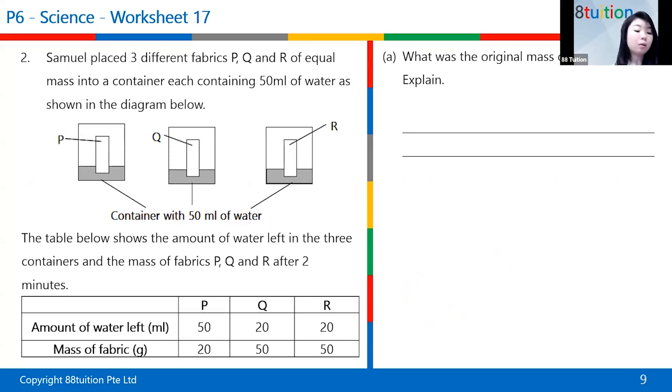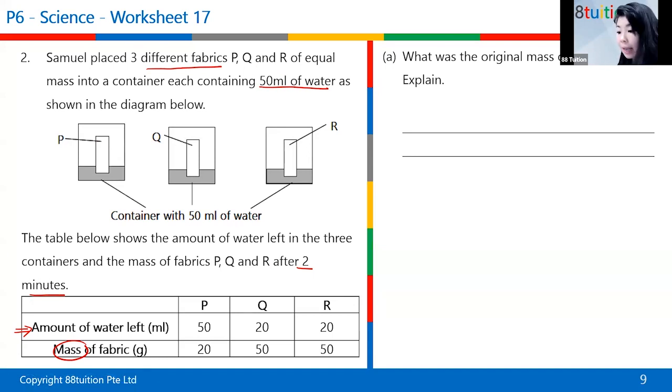Okay, this question. Now, a lot of y'all couldn't give me the correct answer. Y'all know what's going on, okay? But your explanation is still not there. So let's go through it. The experiment is basically using different fabrics, P, Q, R. And I soak them or I dip them into water. So we are going to look at how much water is left after 2 minutes, and also the mass of the fabric after 2 minutes. Okay, initially there's 50 ml of water.